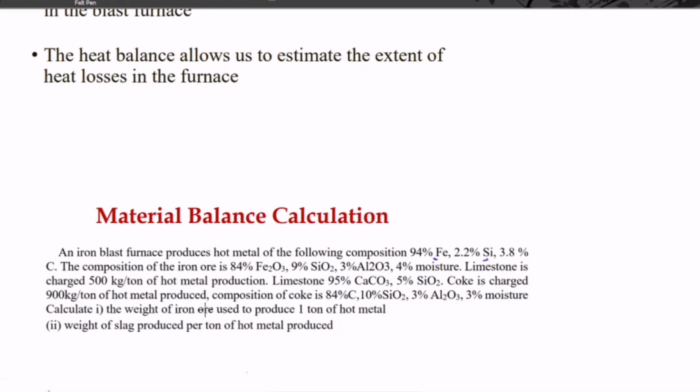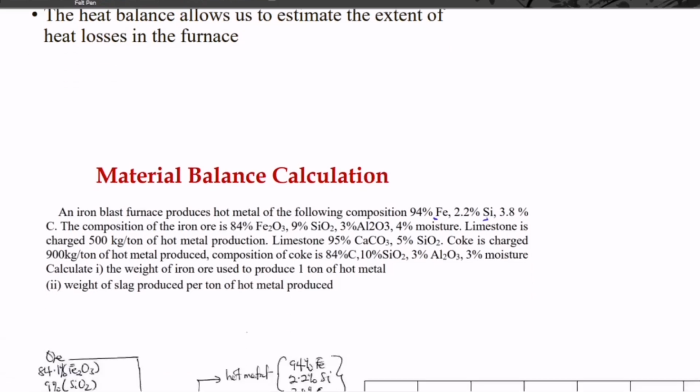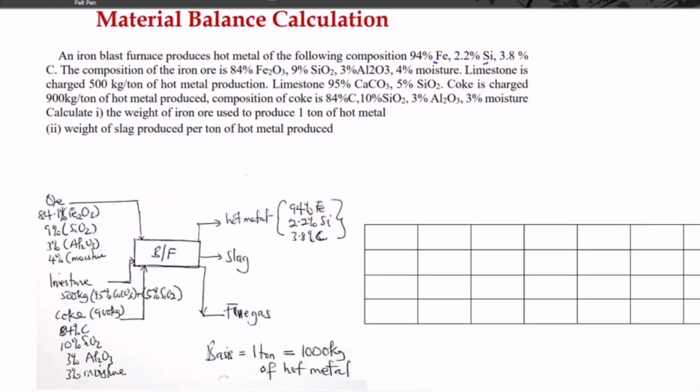Calculate one, the weight of iron ore used to produce 1 ton of hot metal. And the second one is the weight of the slag produced per ton of metal. So in this case, how do we start with this question? How do we start with the answer? We start the answer by drawing the material balance, right? So in this case, we have a material balance drawing. So we have a table, and this is the material balance. We are going to take our information from the question given to us.